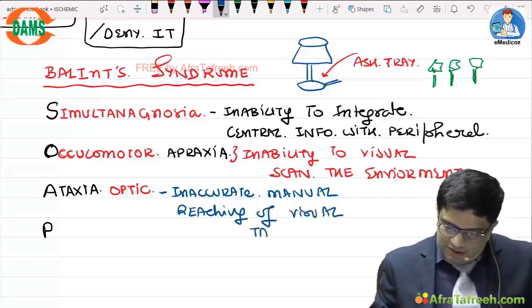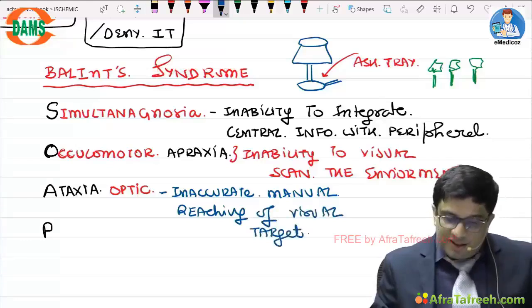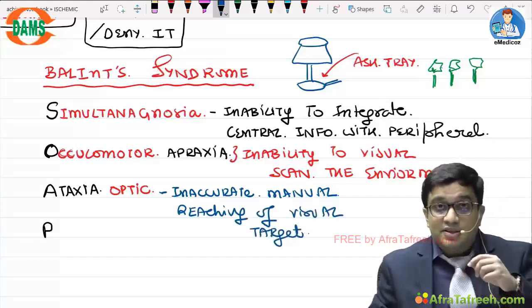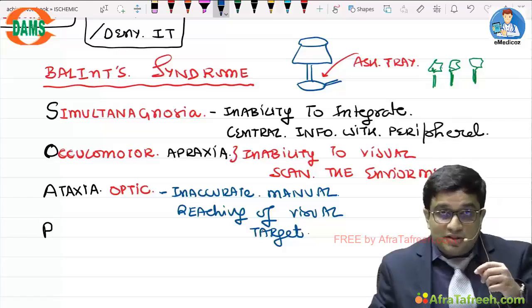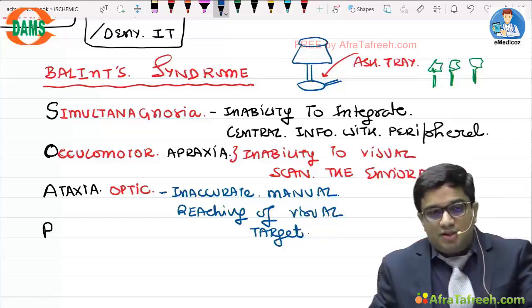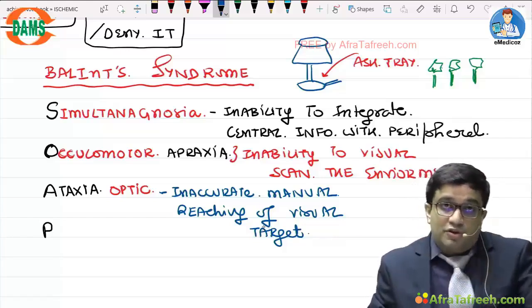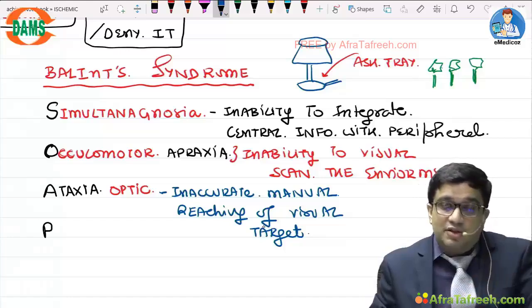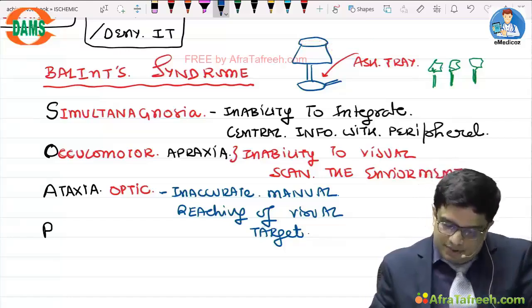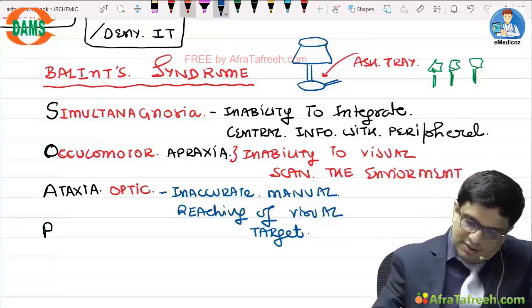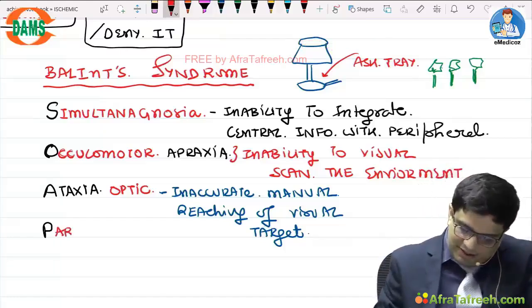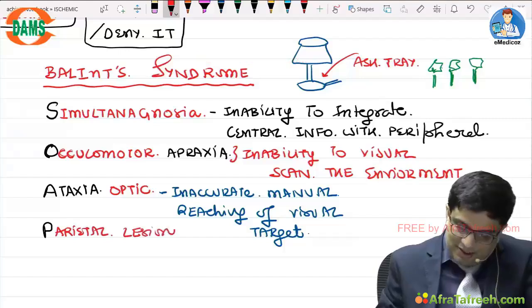So there are a lot of things that come in his field of vision, like you want to pick up a pen, he will see that pen, but manually when he tries to go there, he is not able to reach it properly. So this is known as optic ataxia in the sense that he cannot concentrate on that point for a longer time. So he just fumbles somewhere in doing that activity. And what is P? P stands for parietal lesions. Parietal lesions. Yes.